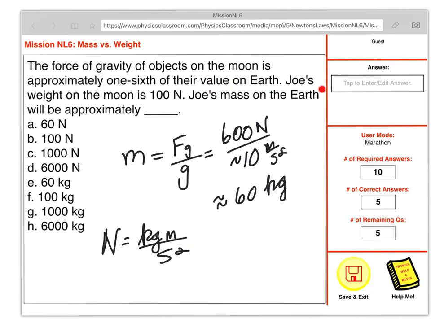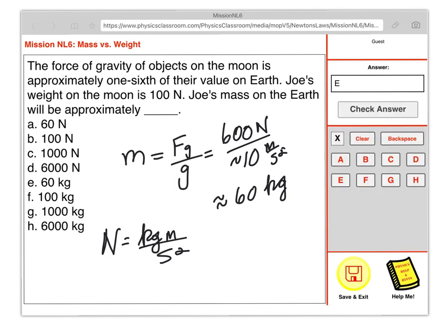So Joe's mass on Earth and on the Moon is going to be the same, but we know what g is on Earth, so we know his weight on the Earth will be 6 times greater. So 600 newtons. We just want an approximate answer, so I'm using 10. I get 60 kilograms. We do pay attention to units. Newton is kilogram meters per second squared, and so the meters per second squared cancel, and the units do come out to be kilogram. Checking.